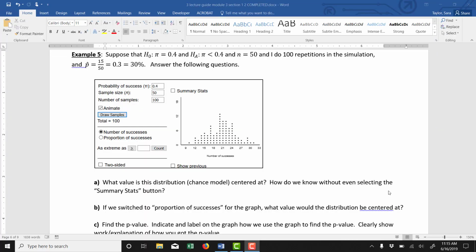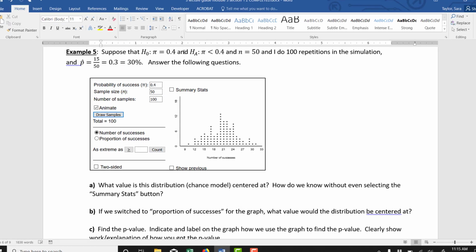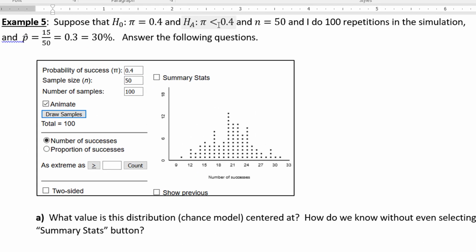This video is Module 3 going through Example 5. In this problem, we've been given the null hypothesis that pi is equal to 0.4, the alternative hypothesis that pi is less than 0.4. The sample size is n equals 50.